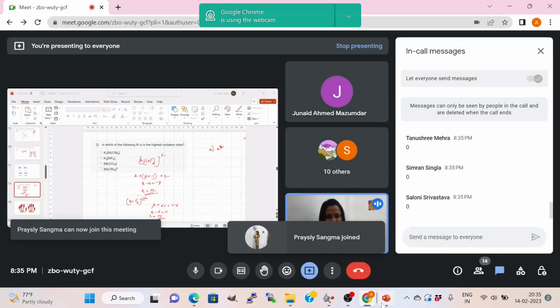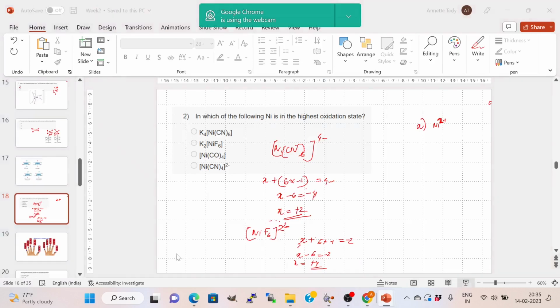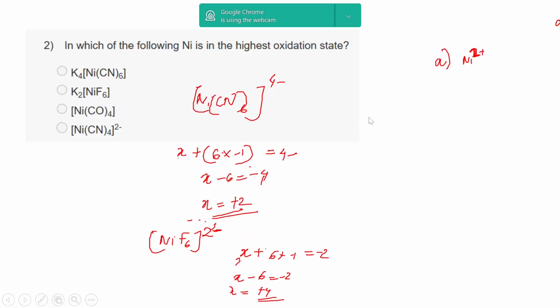As everyone said, it is 0. Again, there is no charge on the complex, so X is for nickel, X plus 0 into 4, because the charge on CO is 0, is equal to 0. So X is 0. So nickel is in its neutral state here, right? So what about option D? What is the oxidation state of nickel in option D?